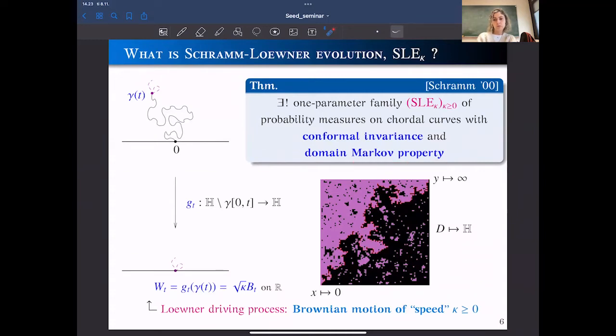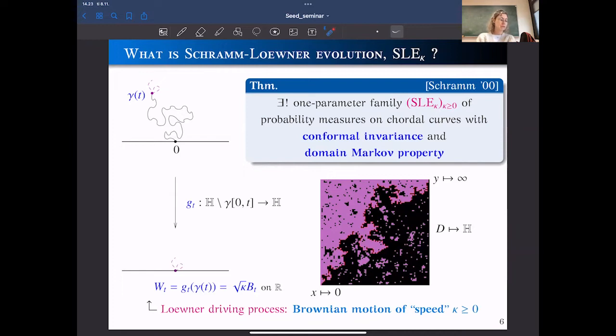And it turned out that if you impose these two conditions, there's just a one parameter family of possible random curves connecting two boundary points of some simply connected domain. And Schramm called them stochastic Loewner evolution. But then later people put Schramm in place of stochastic, to acknowledge his work.